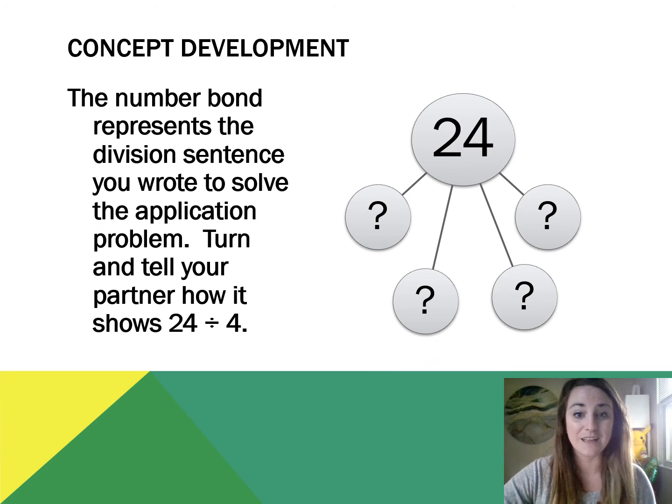Let's observe the whiteboard. The number bond represents the division sentence that we wrote to solve in our application problem. How does it show 24 divided by 4?